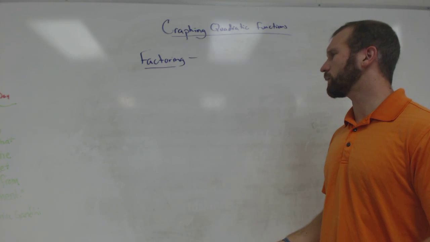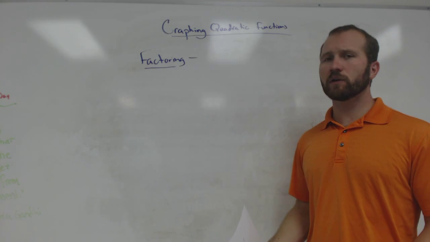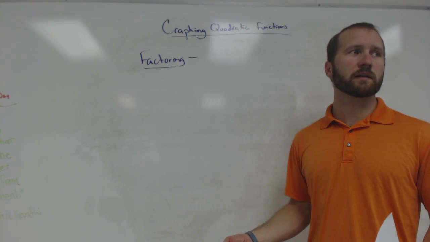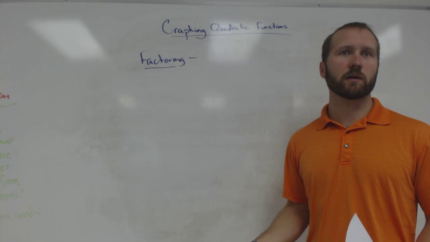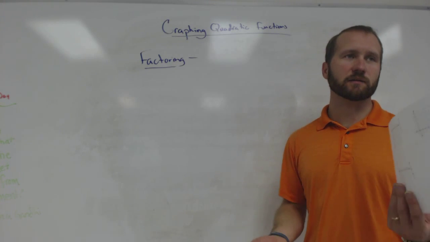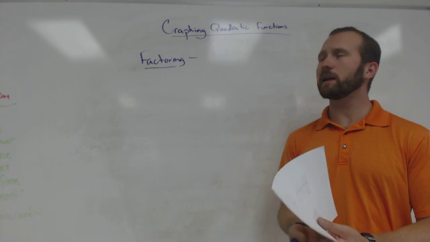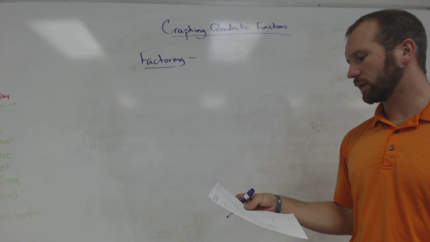Why did we spend all this time on factoring and a key word, finding the zeros, with quadratic functions? You probably have noticed when we graph them, we don't do anything with the factoring anymore. It's like two separate things, right? First we learned to factor, now we're learning to graph, but they are connected. So I wanted to talk about how they're connected.